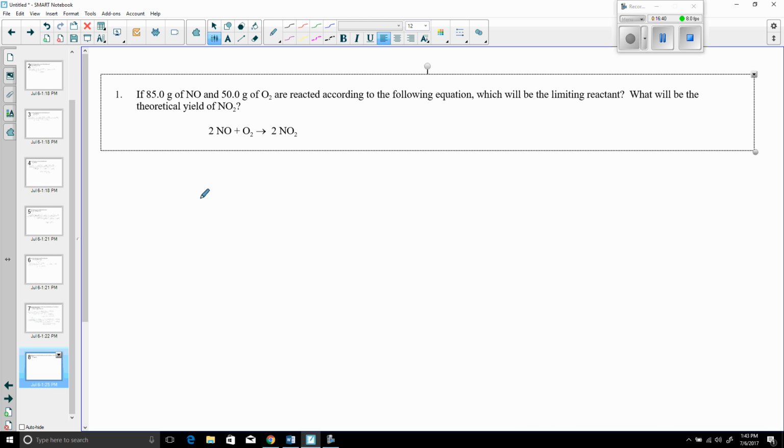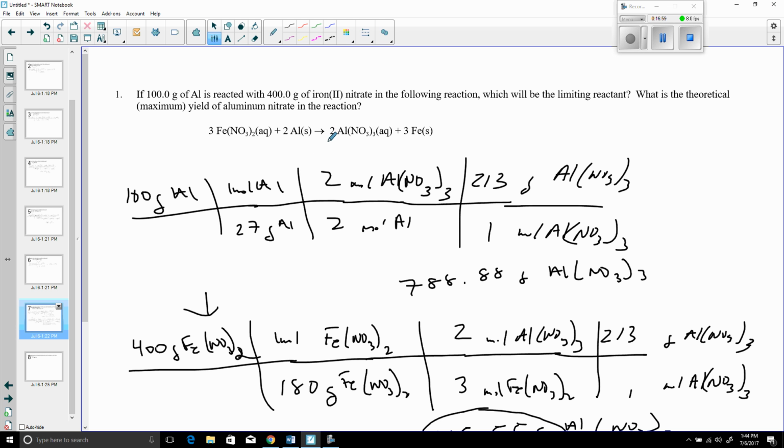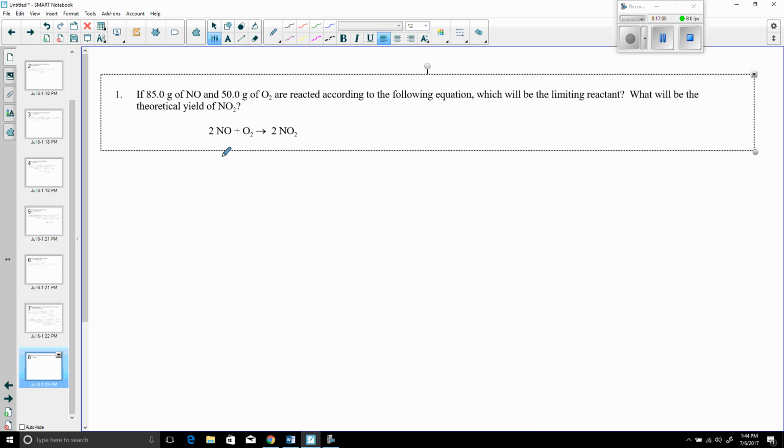And then lastly, we have 85 grams of nitrogen monoxide and 50 grams of O2, and they are reacted according to the following equation. Which will be the limiting reactant, and what will be the theoretical yield? In this case, you only have one product to use, so obviously it's going to be NO2. You don't have a choice, whereas in the last problem, you did have a choice, but since they were asking about aluminum nitrate, we chose aluminum nitrate. Here, you have one choice for a product.